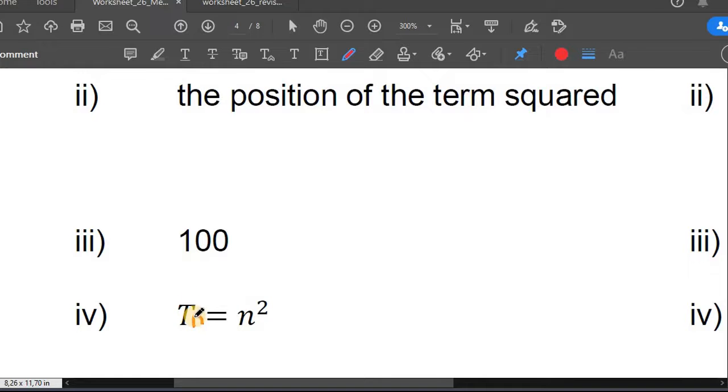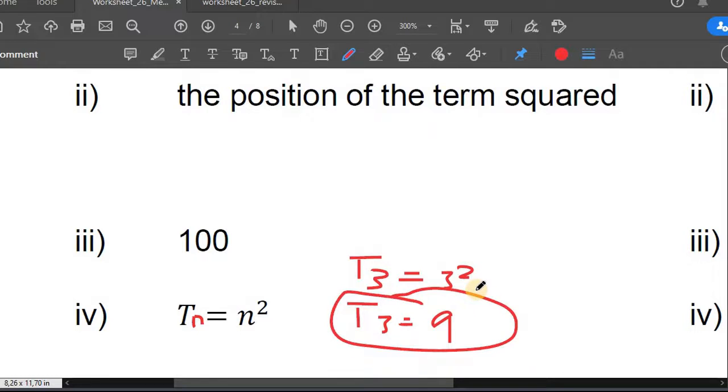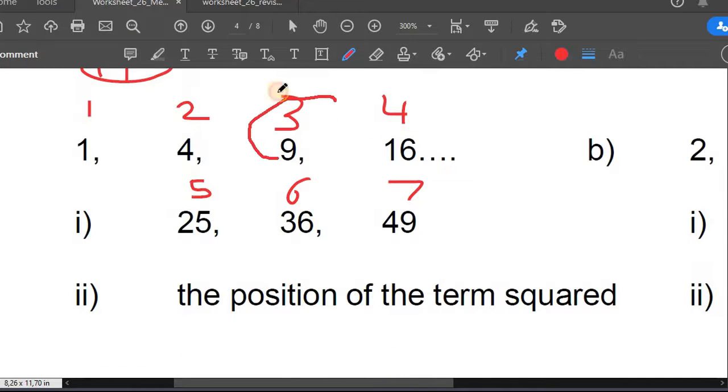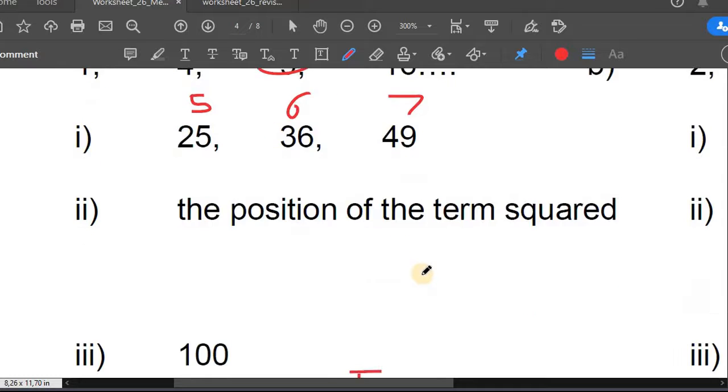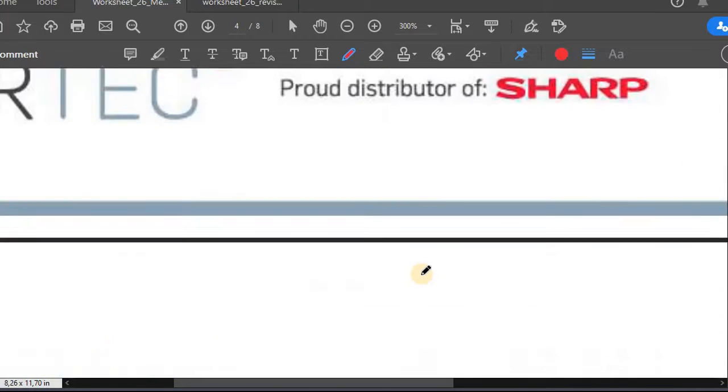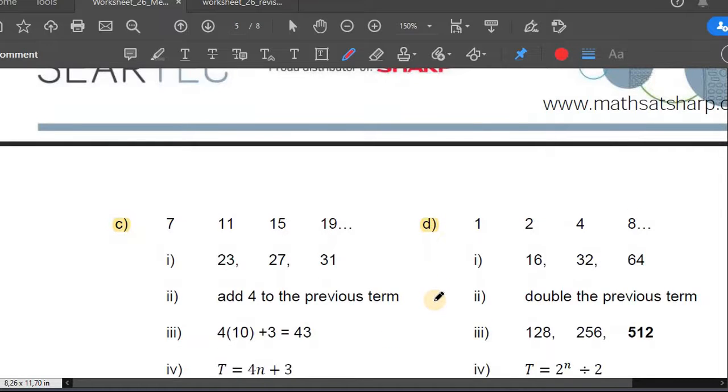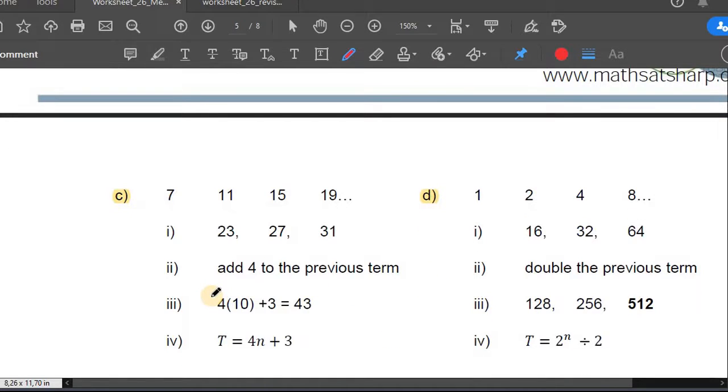If I say term number 3, I say T3. This 3 didn't come out neatly. T3 is equal to 3 squared, so term 3 is equal to 3 squared, which is 9. So term 3 is equal to 9. There we go. Can we see that? Alright, perfect. Let's go to the next one.